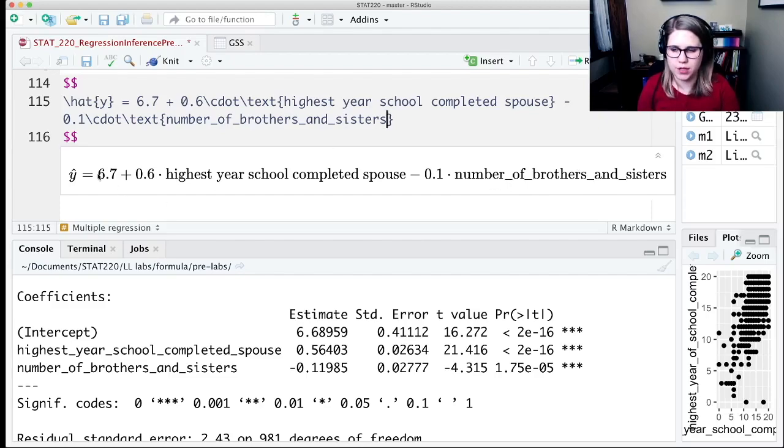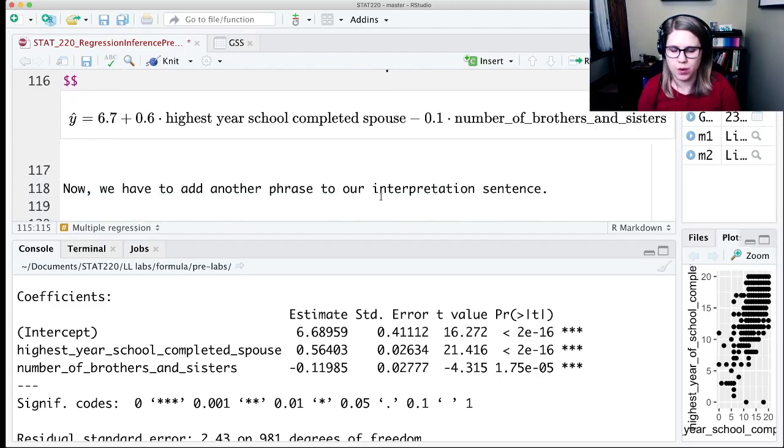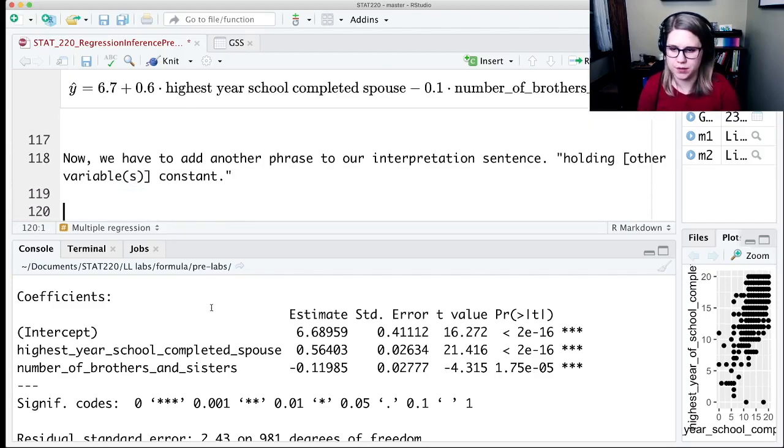And if I wanted to make a prediction for the number of years of school someone had, I'd have to plug in both the highest year of school their spouse completed and their number of brothers and sisters in order to get a prediction. But one thing that we might want to do is interpret these coefficients. And it's going to work much the same way as it did for simple linear regression, but we have to add a little phrase to our interpretation sentence. And that phrase is holding the other variables constant. So I will show you how this works.